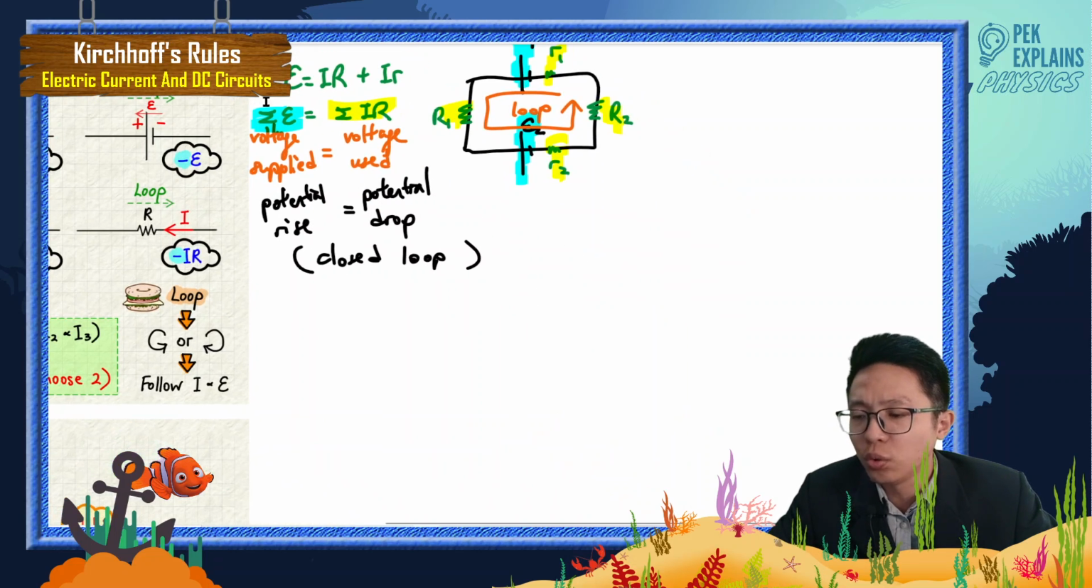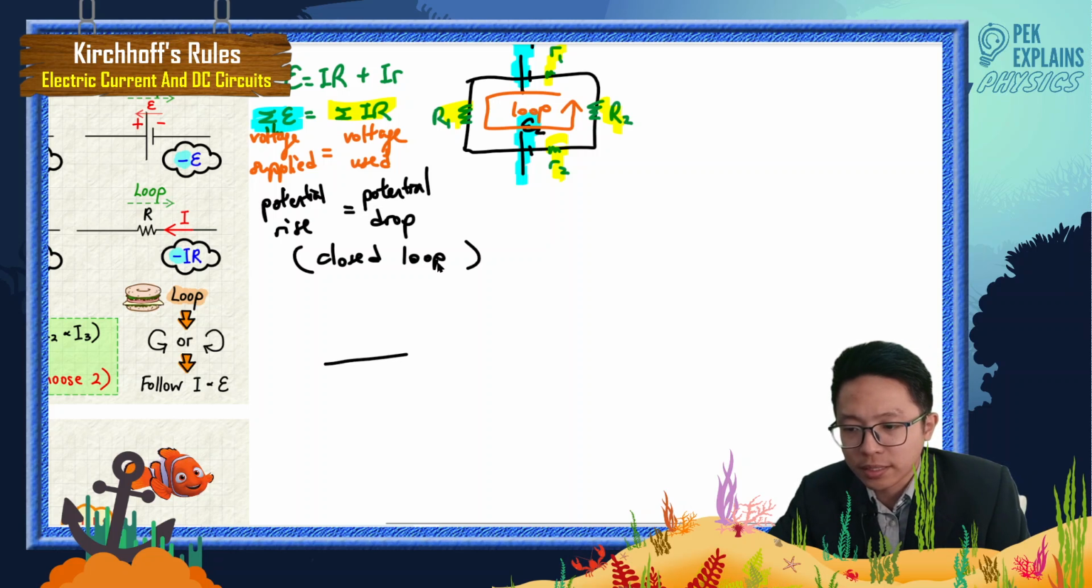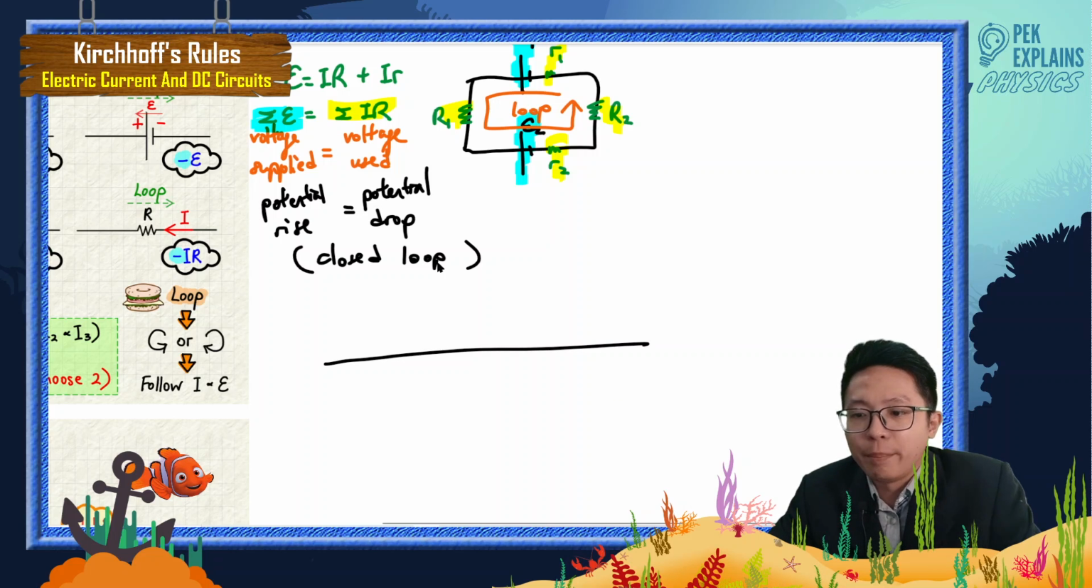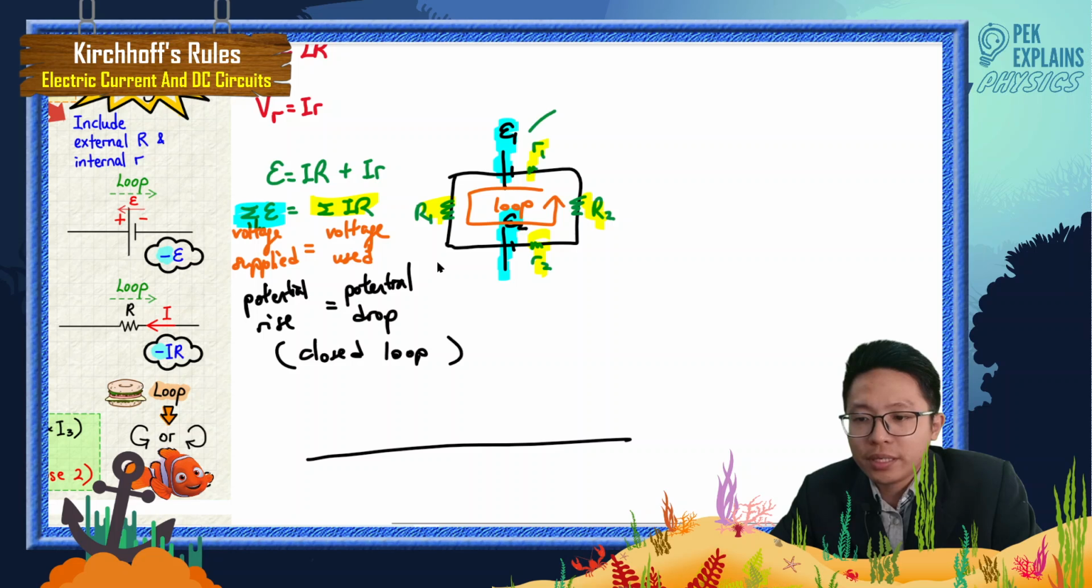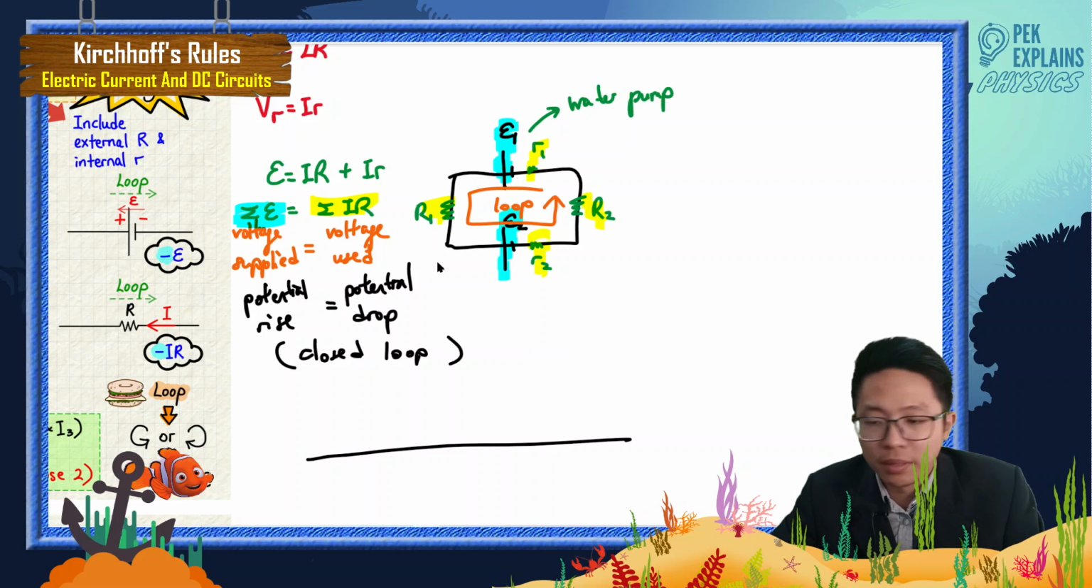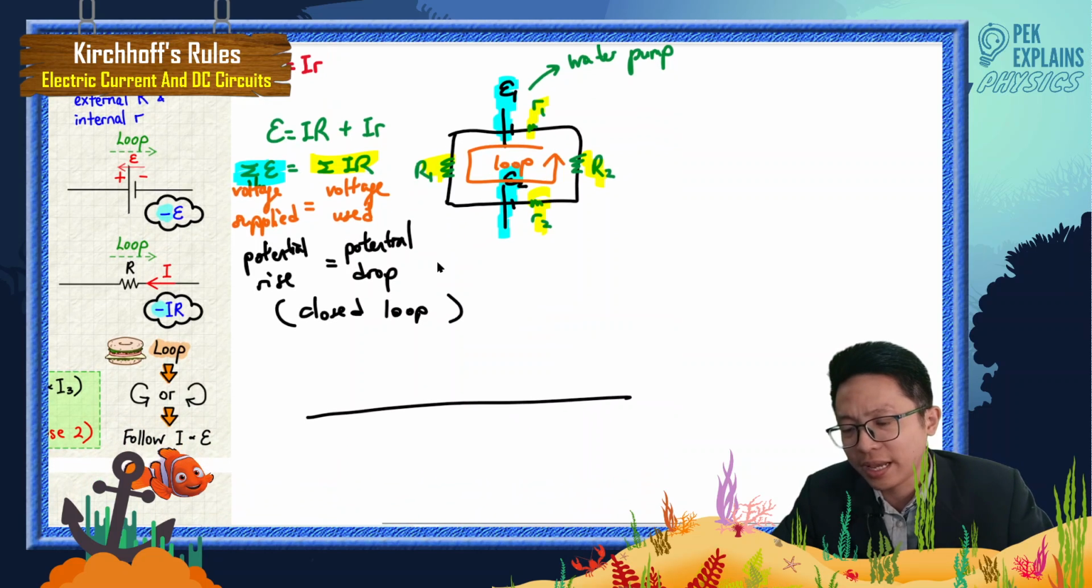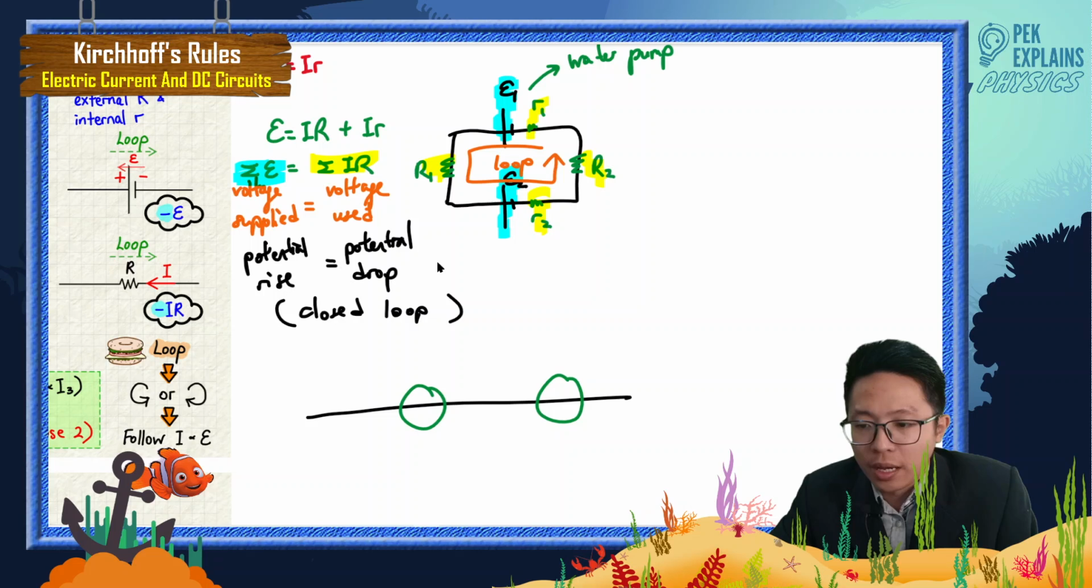It's like you connect two water pumps. A battery is like a water pump. Battery is like a water pump. So for example, let's say I have two water pumps in the circuit. This is the first water pump and this is the second water pump. The first water pump is like E1. The second water pump is like E2.